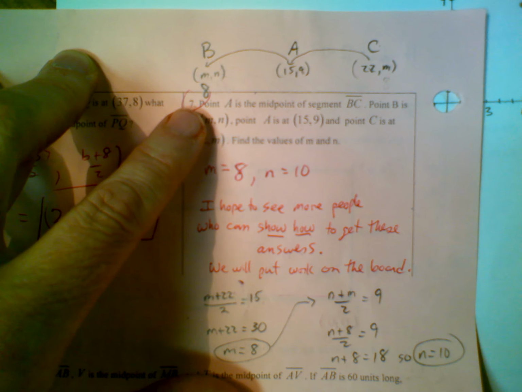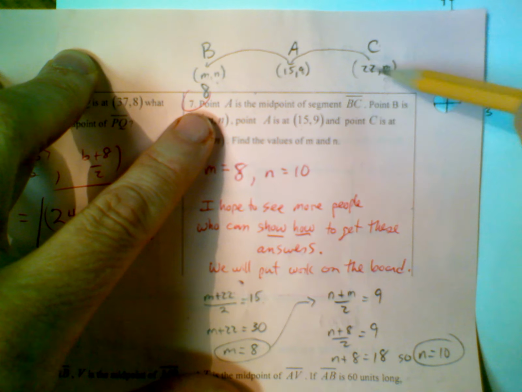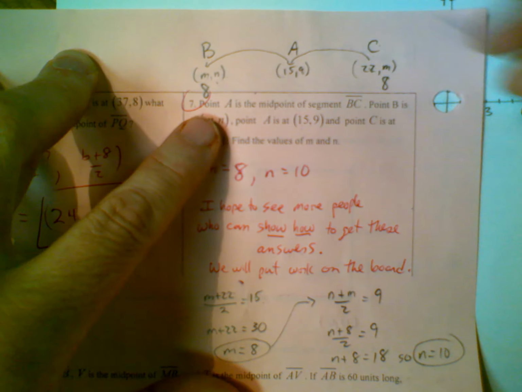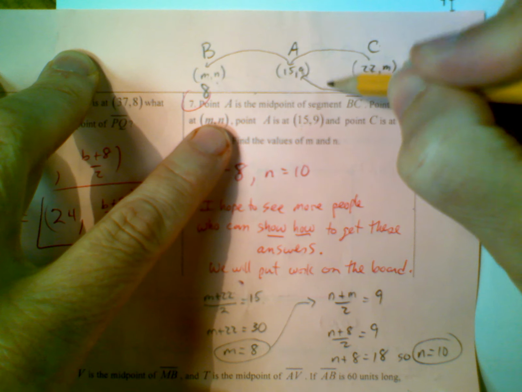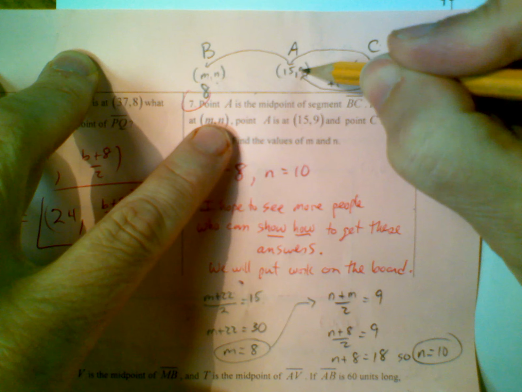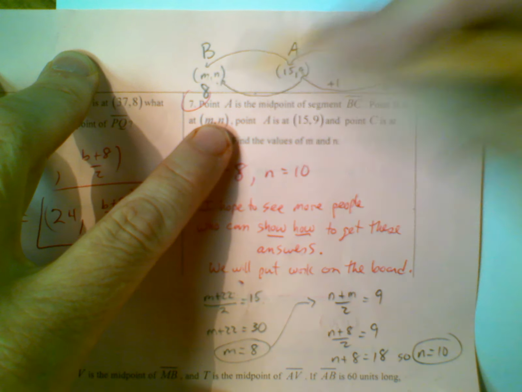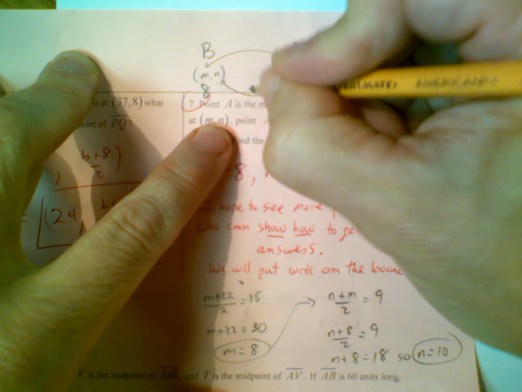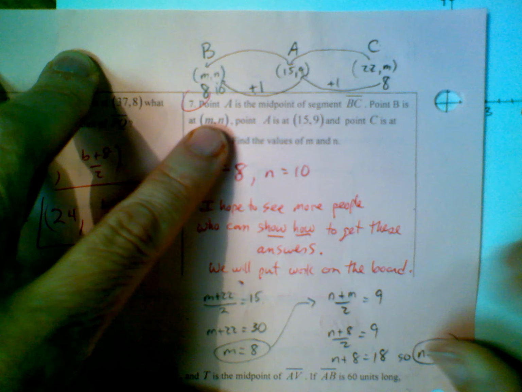And now we also have a way to get to this n value, because now I can put this 8 over here for this m. And once again, I can go from one endpoint to the midpoint. I got to go up 1 to get from 8 to 9. So to go from 9 to the other endpoint, I must also have to go up 1. 9 plus 1 is 10.